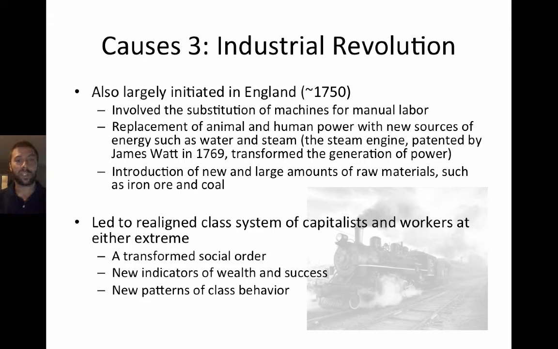We have factory systems, for example, the replacement of animal and human power with new sources of energy such as water and steam. The steam engine, for example, was patented by James Watt in 1769, which transforms the generation of power. And we have the introduction of new resources and raw materials, such as iron ore and coal.